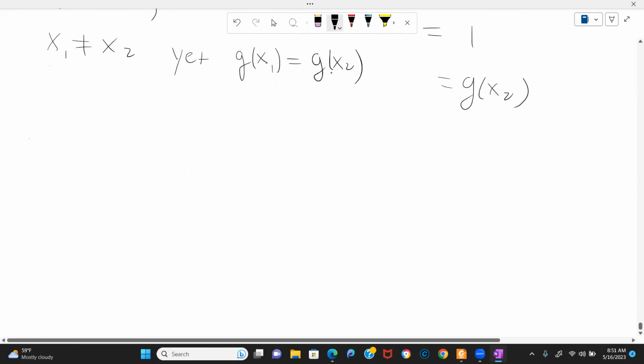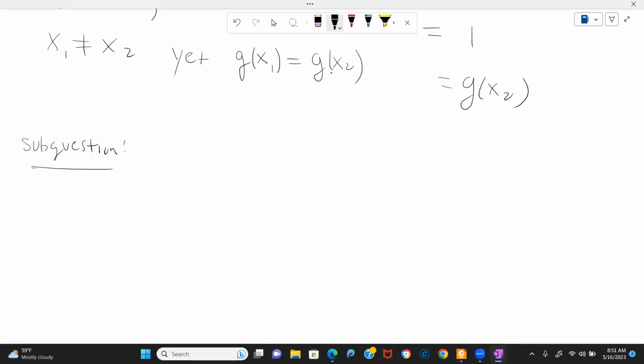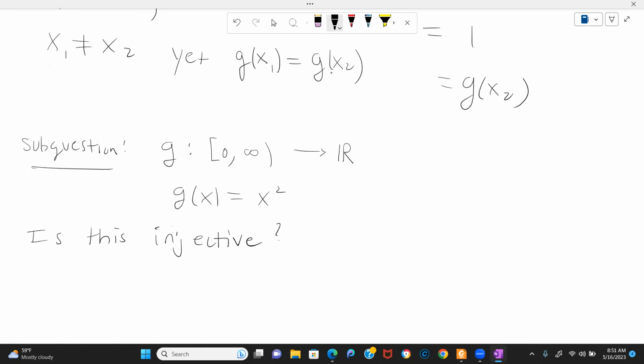Here's a sub-question, I guess you could say. What if I change the domain? What if I say g is now a function from 0 to infinity to R? So a different domain, but the rule is still the same: it's going to be x squared. Is this injective? The answer in this case is yes.